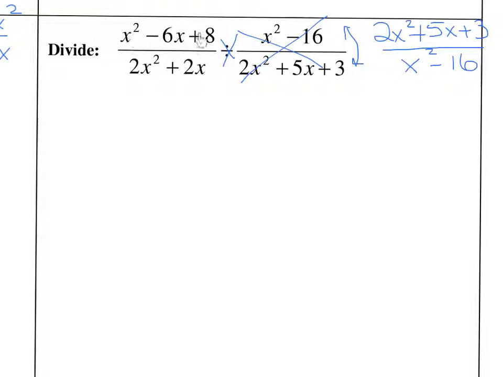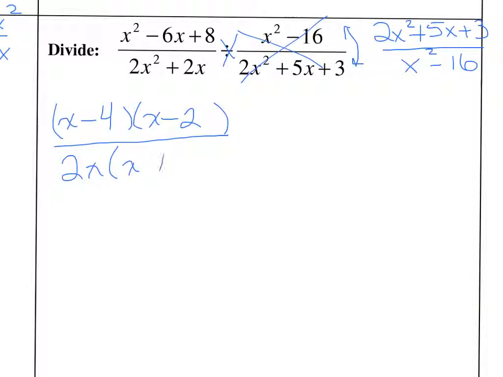So we have a standard trinomial in the numerator, so that would be x times x. Bring in your signs, they'll be negative and negative. Factors of 8 that add to make 6 are 4 and 2. And then the denominator. There's a GCF here of 2x. And once we get that out, we're left with x plus 1. That's going to be times. This fraction we flipped, and I wrote it over here.